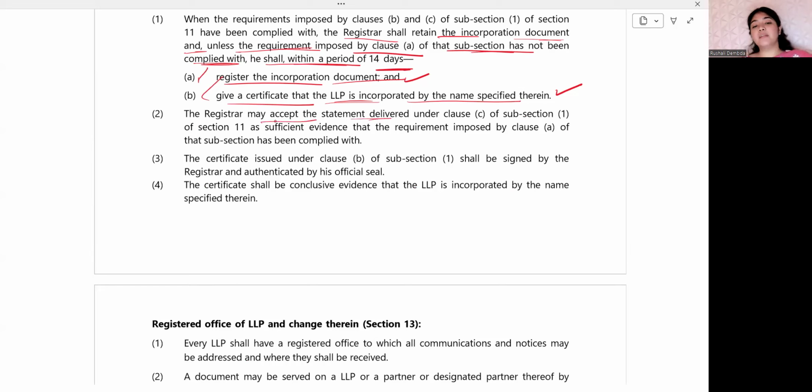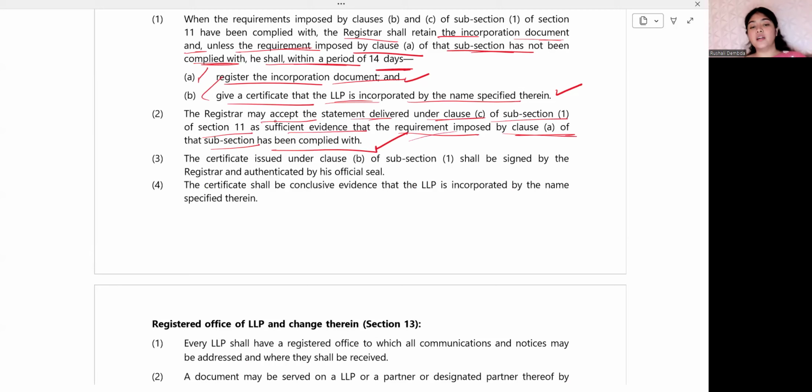Registrar may accept the statement delivered under clause C of subsection 1 of 11 as sufficient evidence that the requirement imposed by clause A of the subsection has been complied with. If you are filing this statement and the incorporation document, then it will consider you are doing all the compliances for becoming an LLP.